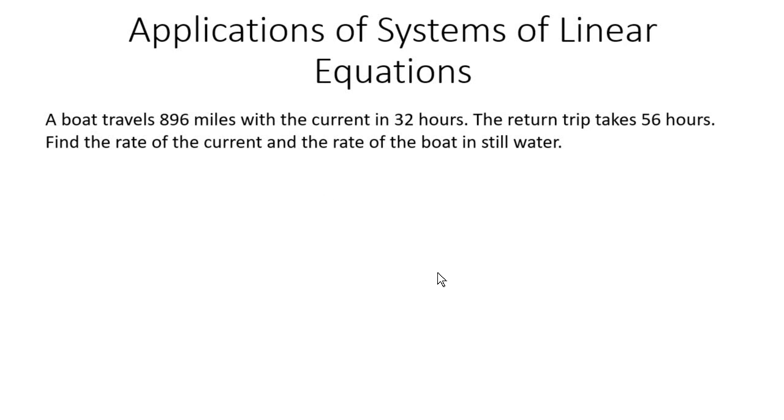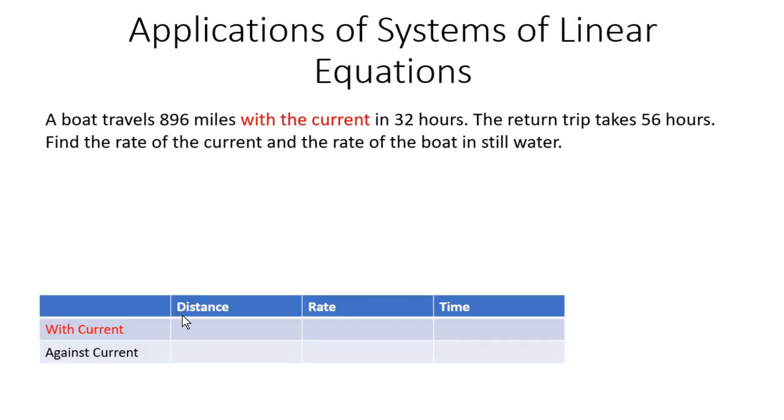I'm going to set up a table to do this. In the top of the table, I'm going to have distance, rate, and time, because we know distance is equal to rate times time. That's the relationship between the numbers here. And I'm going to start off with the current. With the current, the boat travels 896 miles in 32 hours. That's a distance and a time. So we'll put those in. The distance of 896 miles and the time of 32 hours. I'll put those into the row that has with the current, the distance, and the time columns.